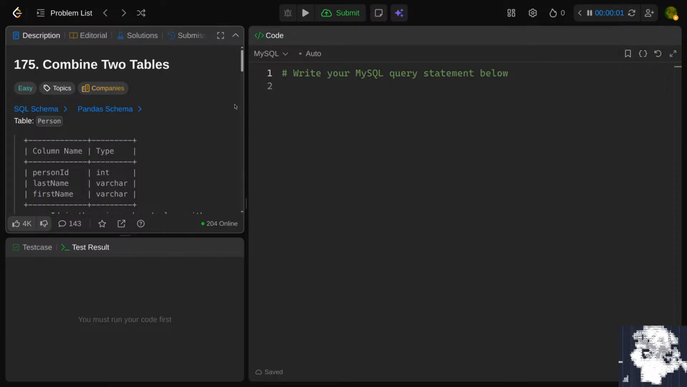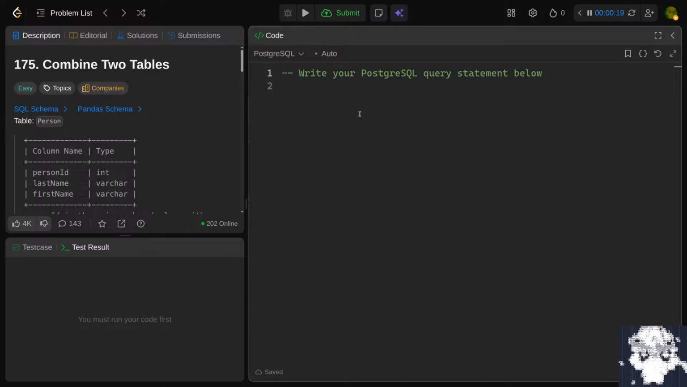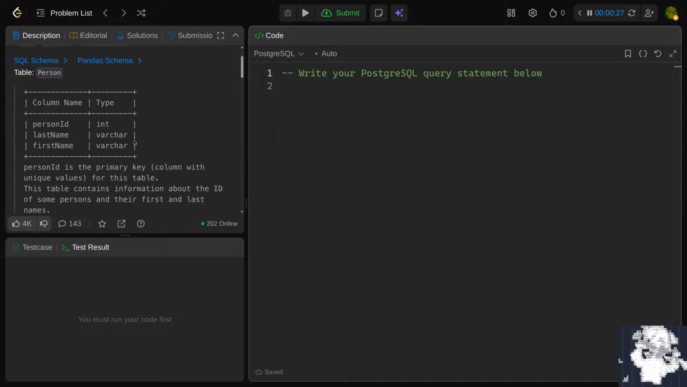Reset the time. Number 175, combine two tables, easy. SQL schema, pandas schema. Okay, this is a new kind of question. I've never had a question that requires SQL as an answer instead of Python.